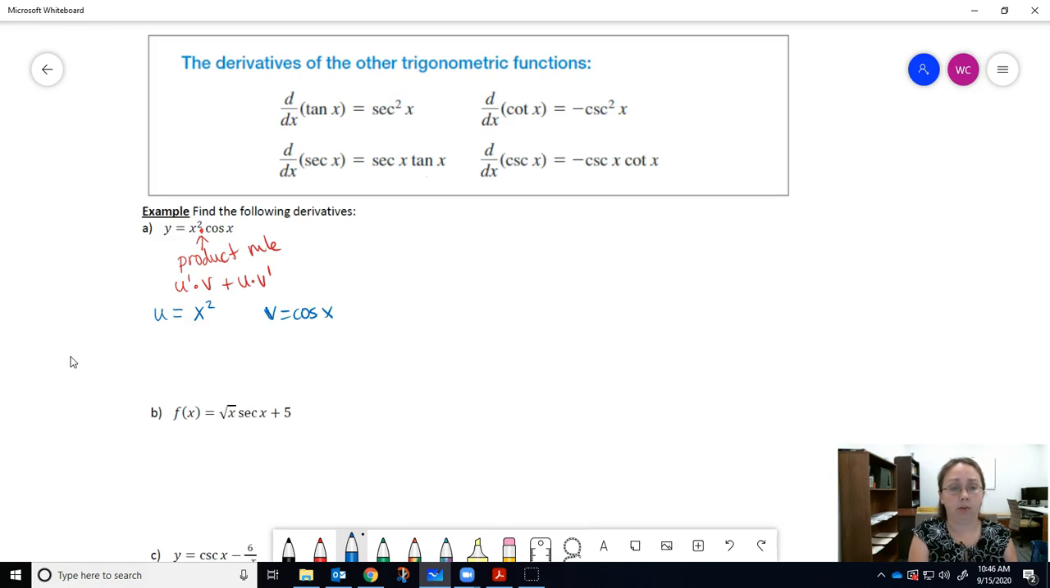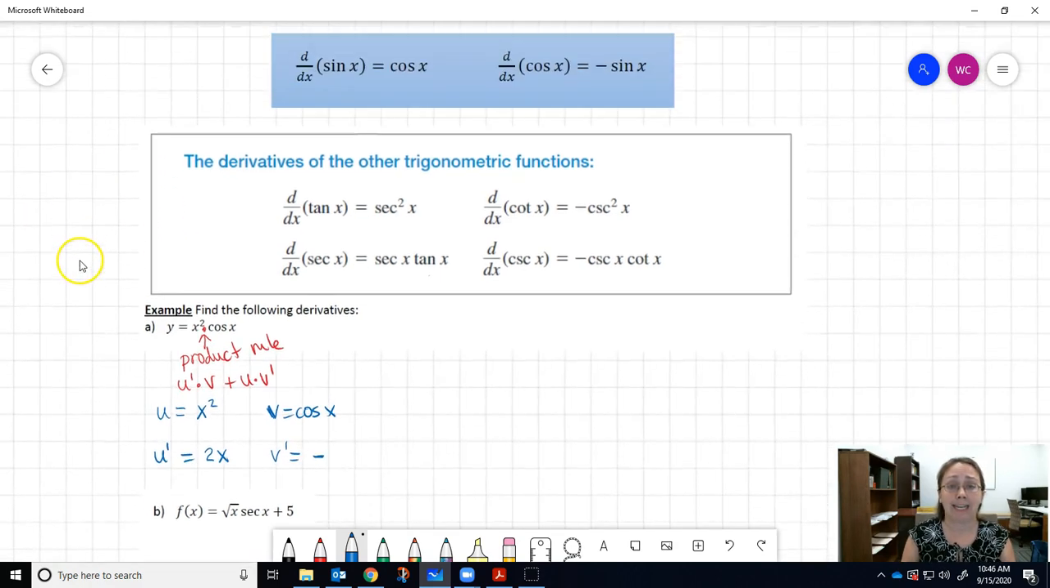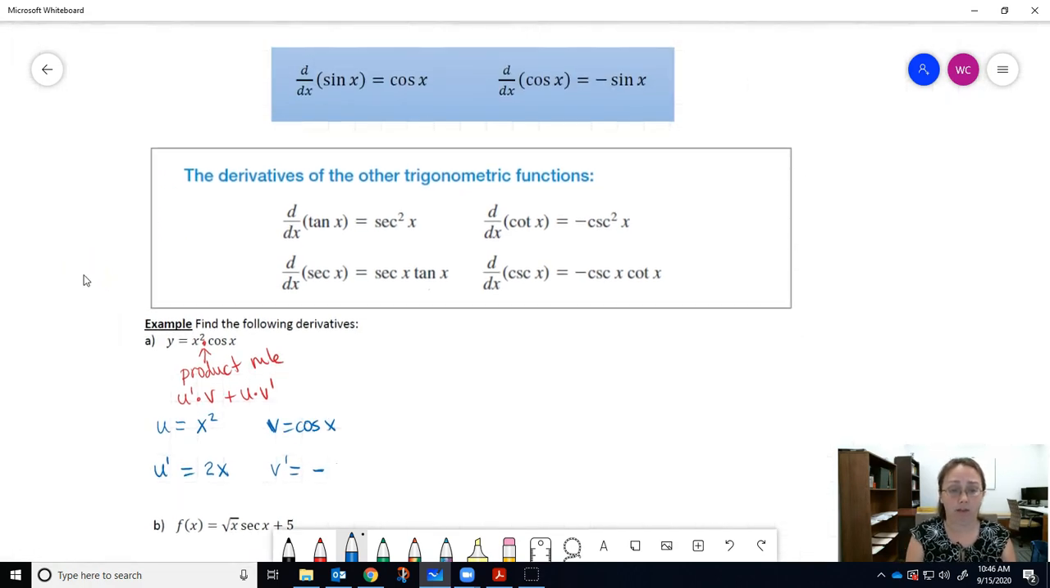The derivative of u, all right, derivative of x squared, hopefully you've got your power rule down, 2x. The derivative of v, so this is our new one. Remember, whenever you have a co, you're going to need a negative in your answer. The derivative of cosine, if I go back up to the top, you should see it's negative sine. So these are all the pieces that we need in order to complete our product rule. So the product rule says u prime times v, so multiply these two, plus u times v prime, multiply these two. So let's write it out.